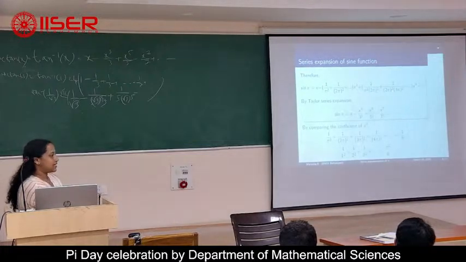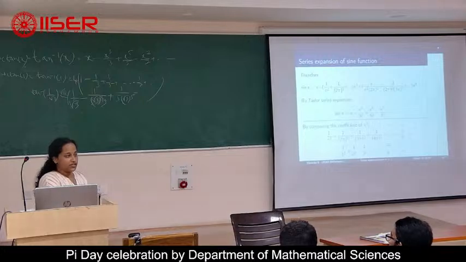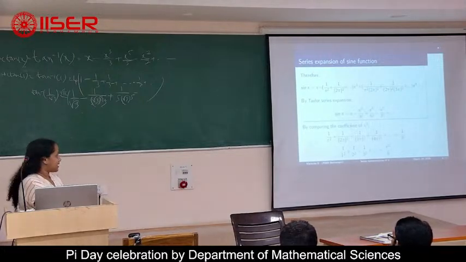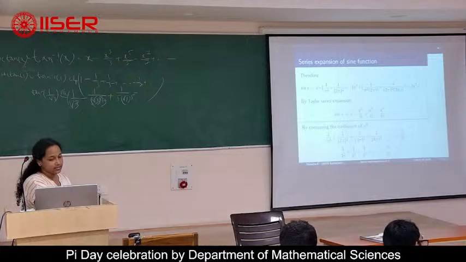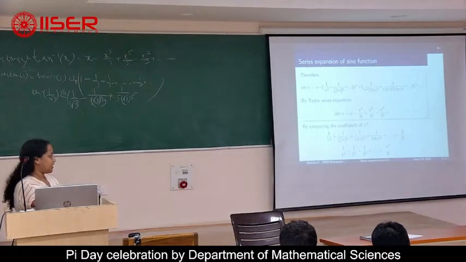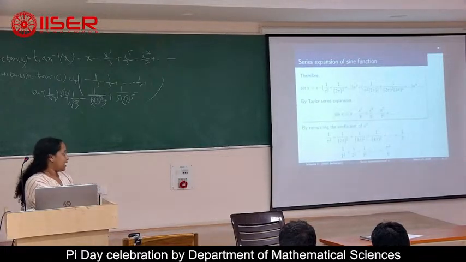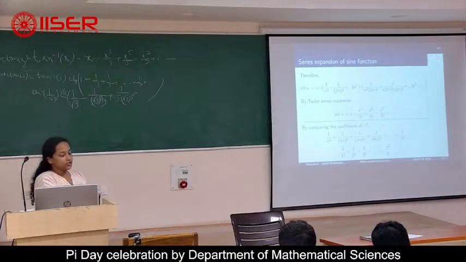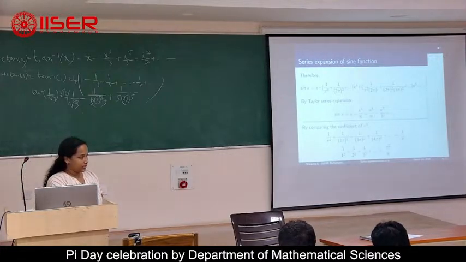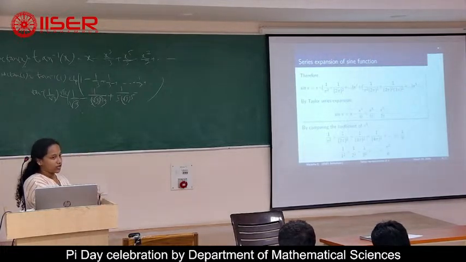So this is the series expansion which we have found from our calculation, and by Taylor series expansion we have an expression for sin x which is given here, that is sin x is equal to x minus x cube upon 3 factorial plus x power 5 upon 5 factorial minus x power 7 upon 7 factorial and so on. So these are two different representations for the same function sin x. Now I am comparing the coefficients given in the two expressions.